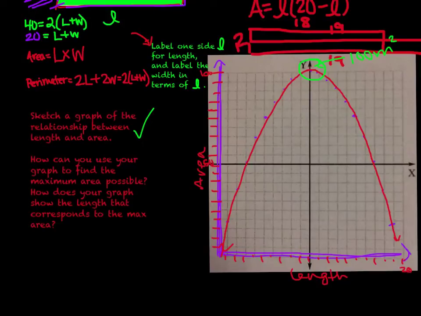And then also, how does our graph show the length that corresponds to the maximum area? If we were to follow this down to our x-axis, we would be able to say, oh, this is 1, 2, 3, 4, 5, 6, 7, 8, 9, 10. So at 10 meters by 10 meters, we'd be able to find that max area of 100 meters.